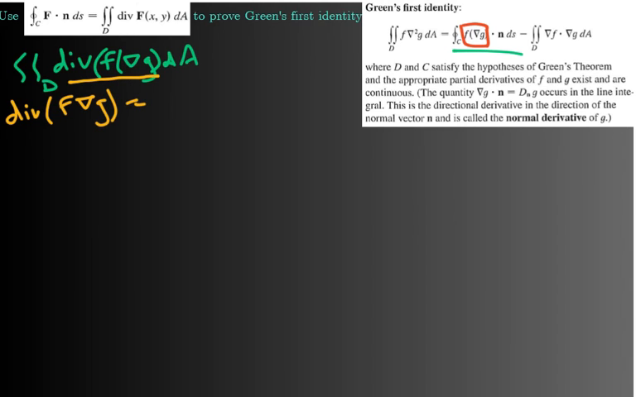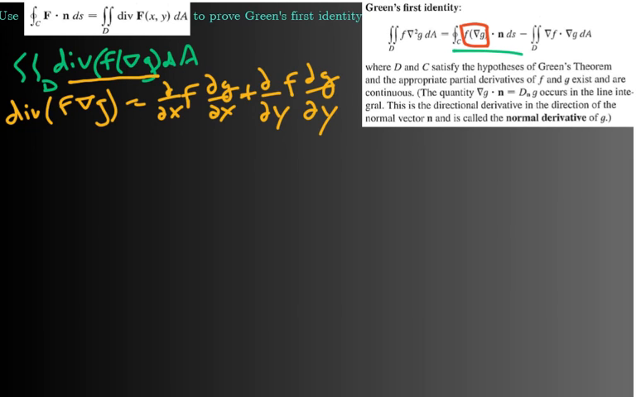is literally, I'm just going to do the divergence. So I'm just going to compute the partial with respect to x of f times, I might as well just do this step too. The gradient of g is just going to be the partial of g with respect to x, and then plus, this is the divergence, it's just like the dot product, the partial with respect to y of f times the partial of g with respect to y.